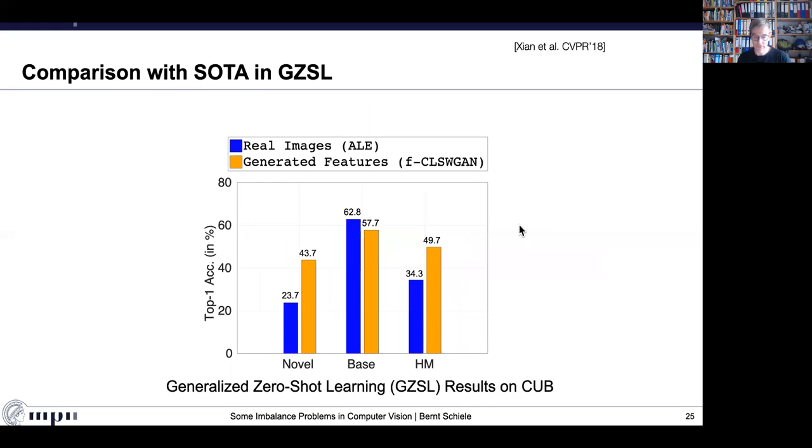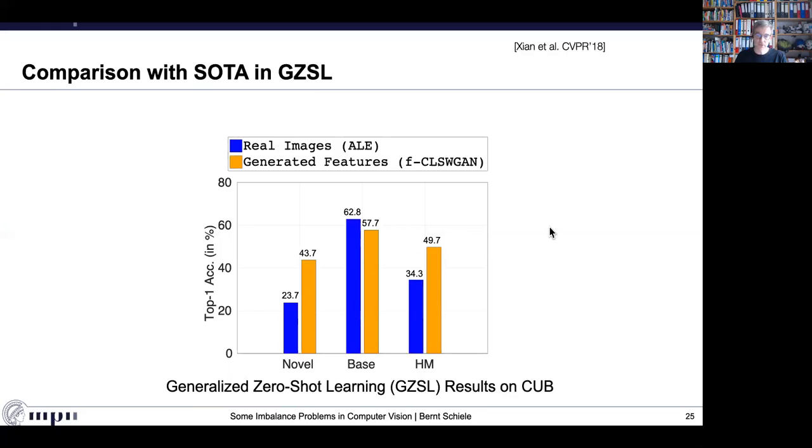Right. So here then is some data on generalized zero-shot learning. This is the generalized zero-shot learning abbreviation that I'm going to use. If I use the real images and some top performing method like ALE on the novel classes, it is doing reasonable, but actually this generated feature work does quite a bit better. We lose a bit of performance on the base classes, but overall, in the harmonic mean, we're having some 15% point improvement. Okay, so that's some idea.